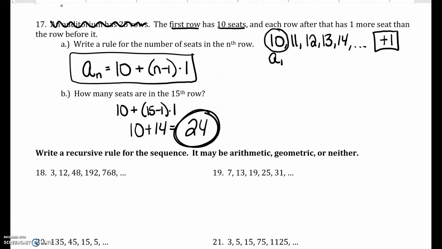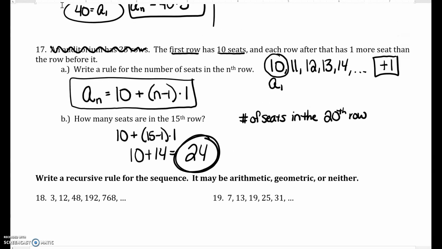Now, on your own, I would like you to find the number of seats in the 20th row. That way you have to do something on your own. If you want another problem like this to try, do the same problem, but say that the first row has 10 seats. Each row after that has 2 more. Write out the sequence, see if you can find a rule for it. That'll give you some extra practice.